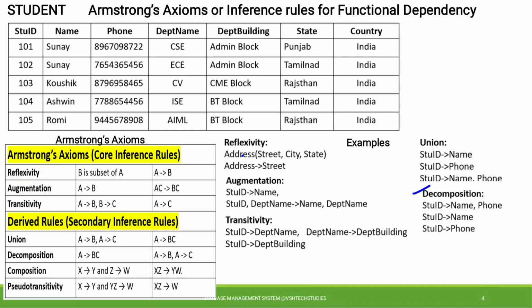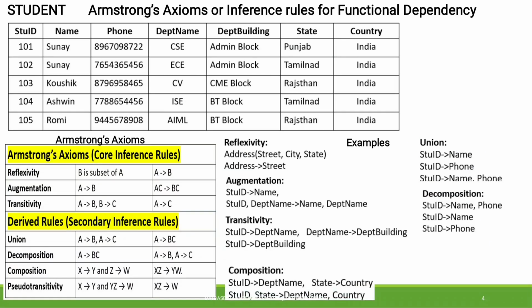So in decomposition, instead of one FD, two more simpler FDs are written. So this one functional dependency is expressed in terms of two other simpler functional dependencies. In union operation, two functional dependencies are expressed in terms of one functional dependency. In decomposition, one functional dependency is expressed in terms of two other simpler functional dependencies. Hence, we can say that decomposition rule is just the reverse of union rule.